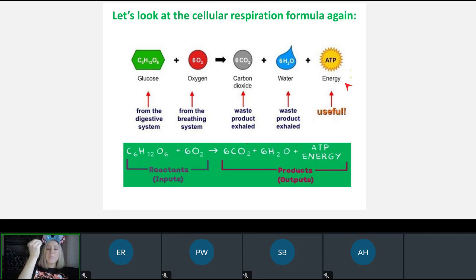So the cytoplasm, remember, the glucose is going to diffuse in through the cell membrane or be pumped through one of those protein channels. And it's going to be in the cytoplasm right outside the mitochondria. That's where glycolysis is going to take place. And what we're going to get from this whole process is carbon dioxide as a waste, water as a waste, and that ATP as a source of energy that we were talking about.